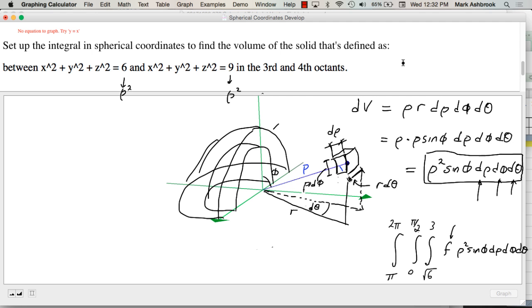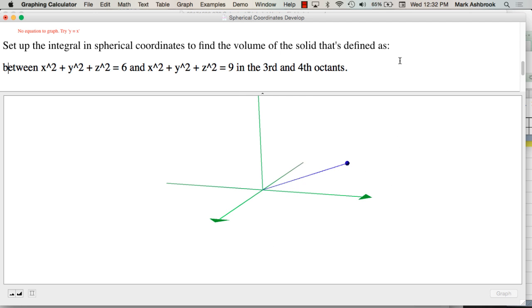Questions? Yeah, I'd have to give it to you. So if f is given to you in x, y, and z, then you have to use those relationships to change it into rho, phi, and theta. Because you're integrating with respect to rho, phi, and theta, the function has to be in terms of rho, phi, and theta. So every x would be just what? Rho sine phi cosine theta. You just use those relationships and plug things in.